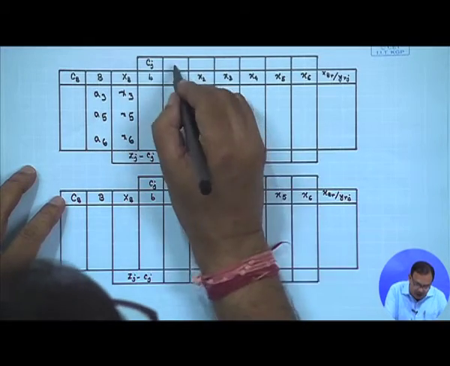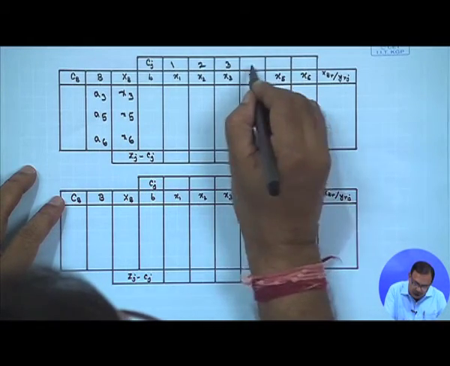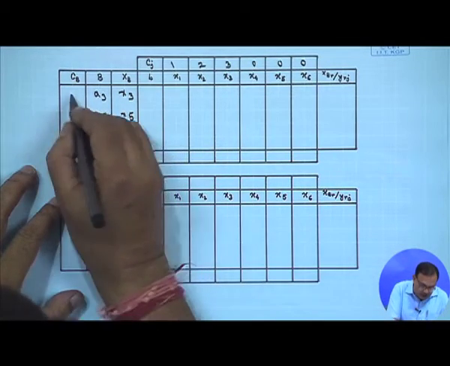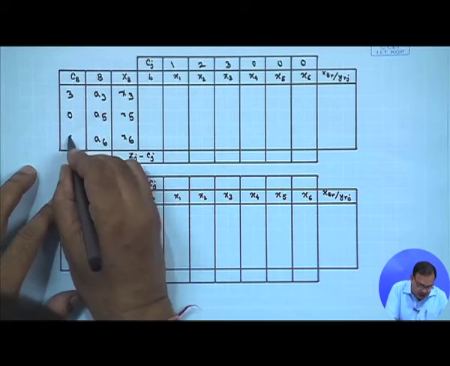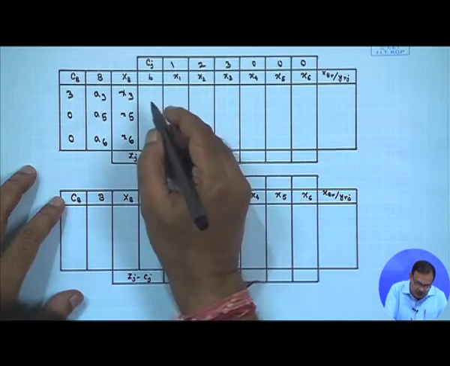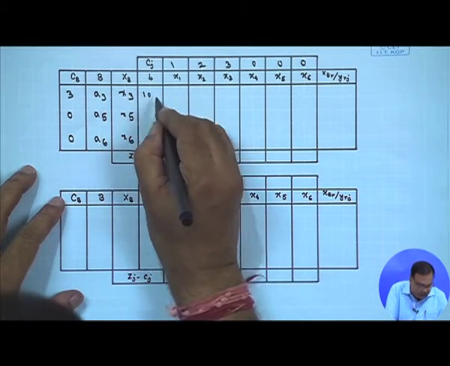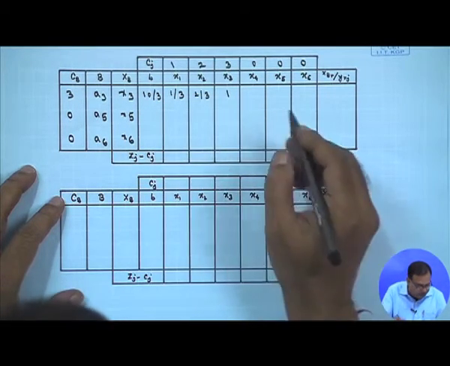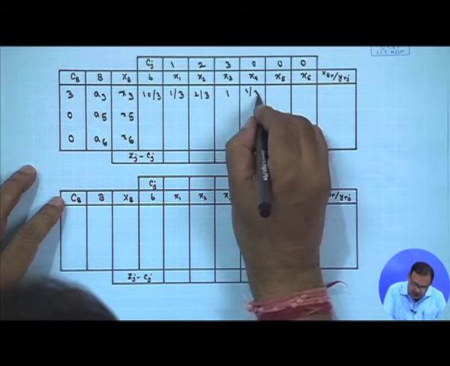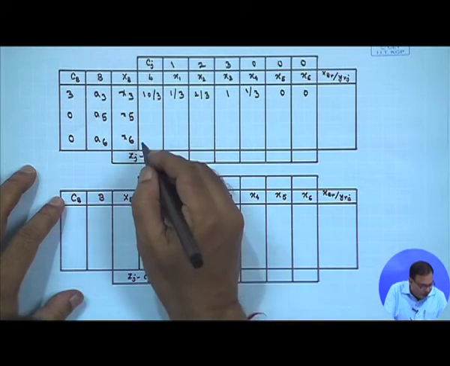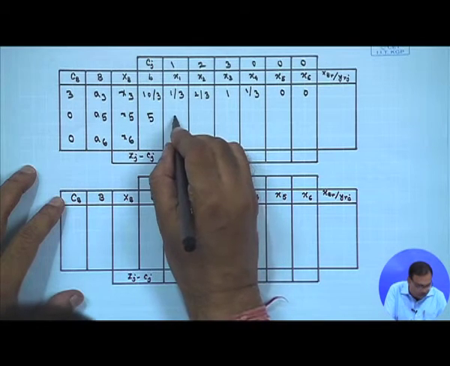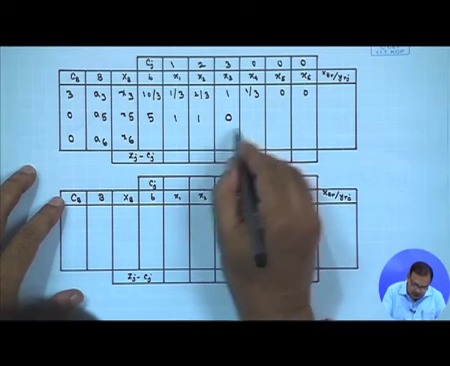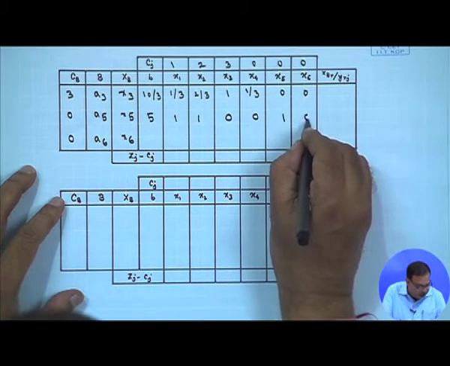Your Cj values are the same, 1, 2, 3, 0, 0, 0. Now x3 has entered, so Cb will be 3, 0 and 0. Here I am directly writing 10 by 3, 1 by 3, 2 by 3, 1, 1 by 3, 0 and 0. Here it will be 5, 1, 1, corresponding to this element will be 0, 0, 1 and 0.